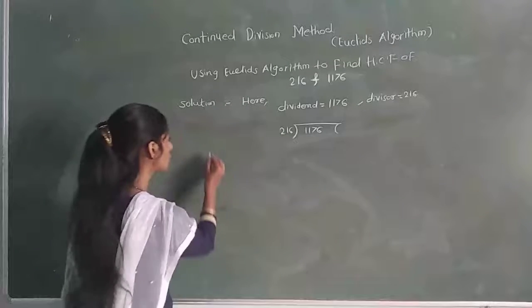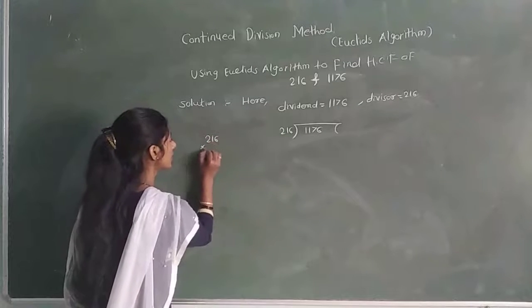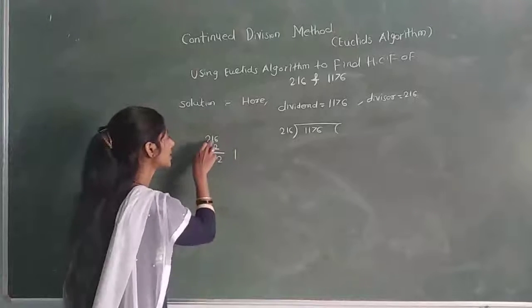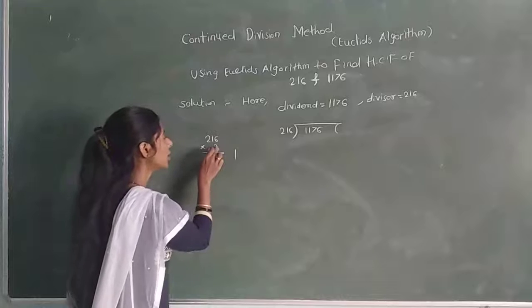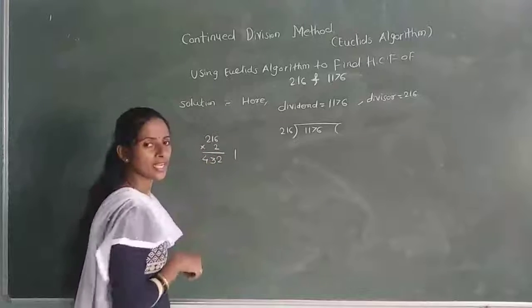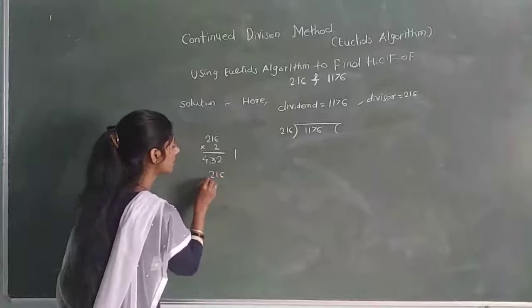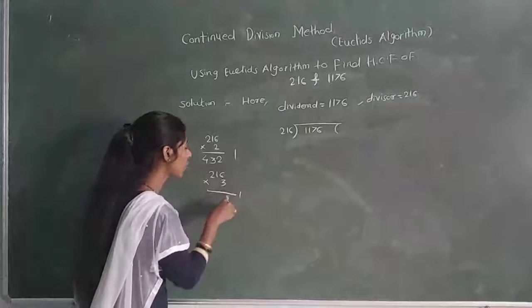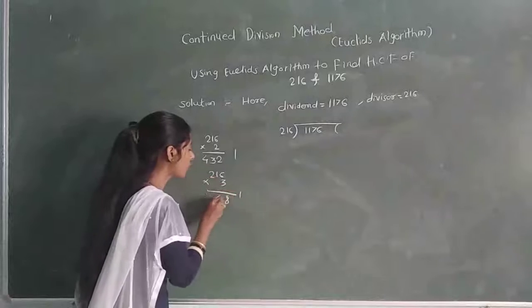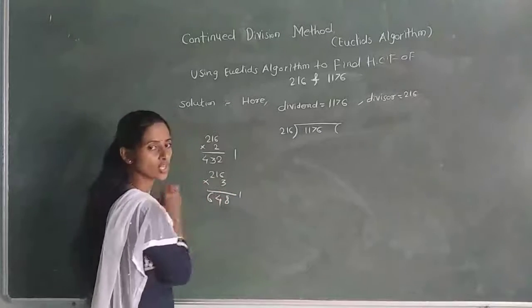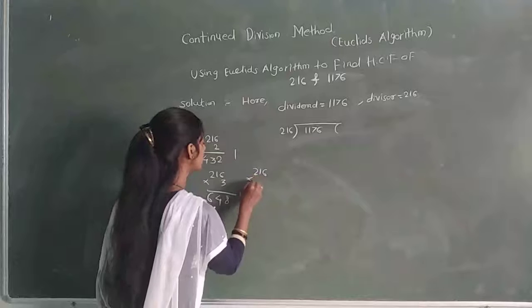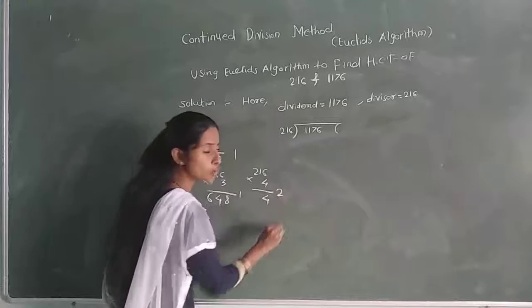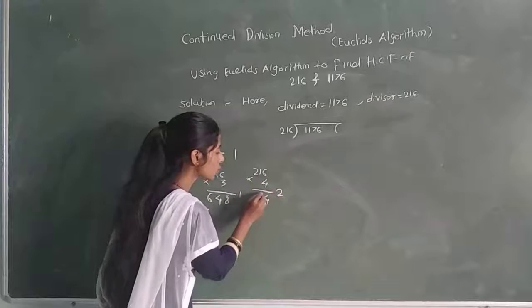So next find out 216 into 2. 2 6s are 12, carry on 1. 2 1s are 2 plus 1, 3. 2 2s are 4. Okay, next again multiply 216 into 3. 3 6s are 18, carry on 1. 3 1s are 3 plus 1, 4. 3 2s are 6. Okay, next 216 into 4. 4 6s are 24, carry on 2. 4 1s are 4 plus 2, 6.